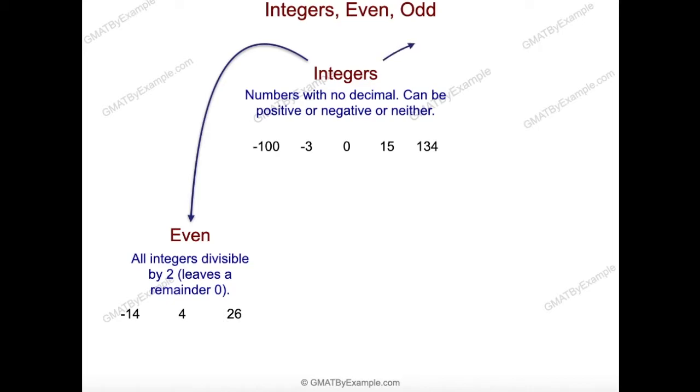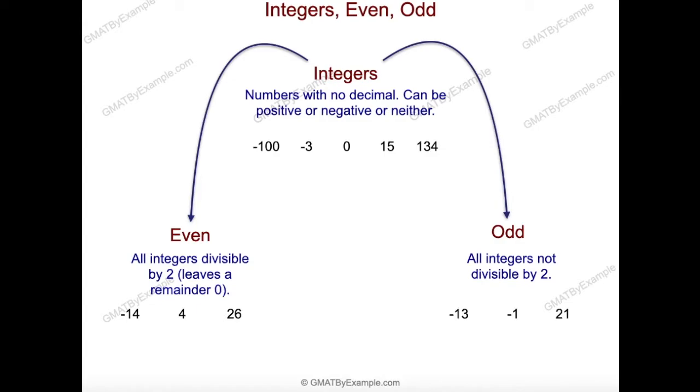Now then, what are odd integers? So anything that is not even is automatically odd. In other words, all the integers that are not divisible by 2, which means that when you divide them by 2, they leave a remainder of 1, because that's the only other remainder possible when you divide anything by 2, then it's an odd integer, right? So even and odd is just one of the ways you classify the integers, and here, minus 13, minus 1, 21 are all odd integers. Remember, even and odd can be positive or negative.